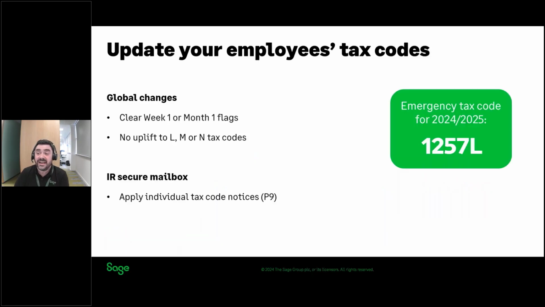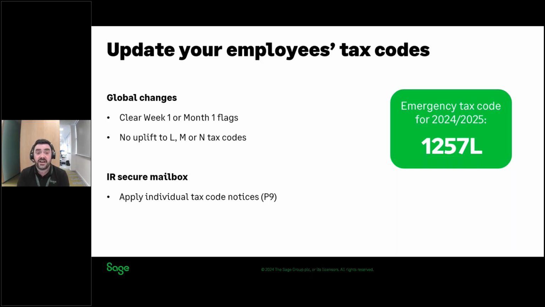So at the start of each tax year, there are usually some global changes to make to tax codes, and this year is no different. You will need to clear week one, month one flags for all existing employees, so that tax is calculated on a cumulative basis moving forward into the new year. So we suggest using global changes for this because you can do it in one go and you can make sure no one is missed out.